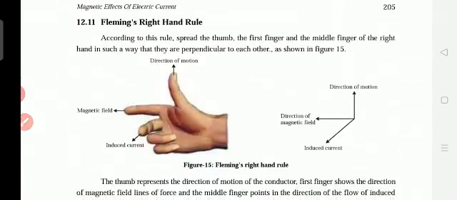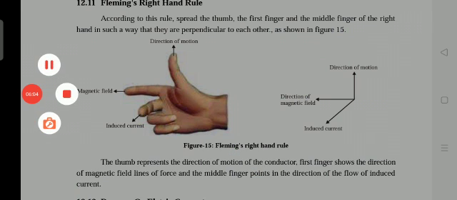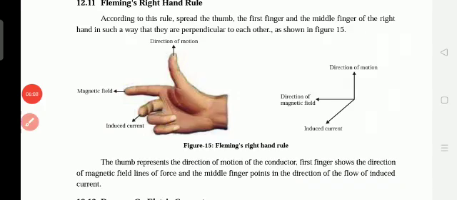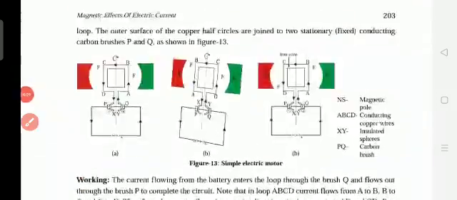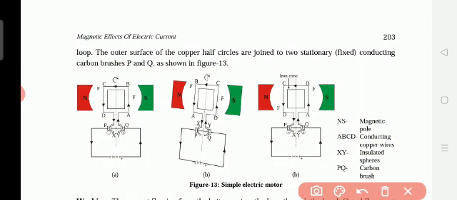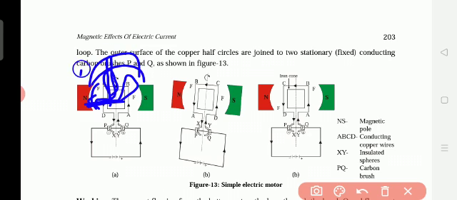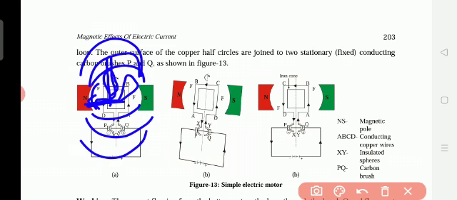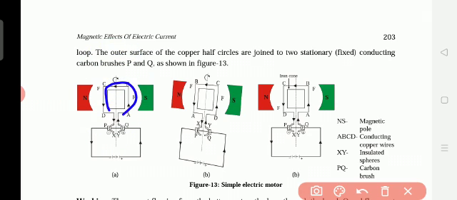Now you see Fleming's left hand rule. Left hand rule means the thumb shows the direction of force, the forefinger shows the magnetic field, and the middle finger shows the flow of current. So the thumb shows that force is coming from the magnet, from the north pole side, the forefinger shows the magnetic field, and the other finger shows the flow of current.